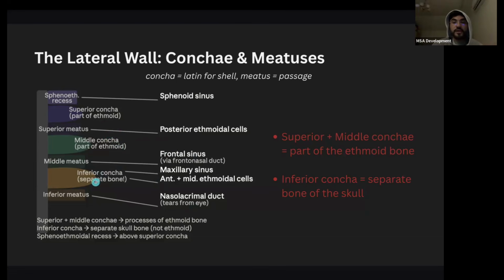All right. Now, the part where the superior and the middle concha are is part of the ethmoid bone, and the inferior concha is just a separate bone of the skull. Okay, it's very important to keep that in mind, but it's not as high yield as what drains where.